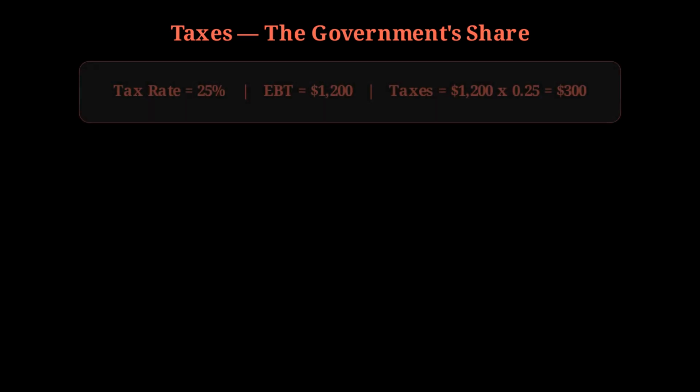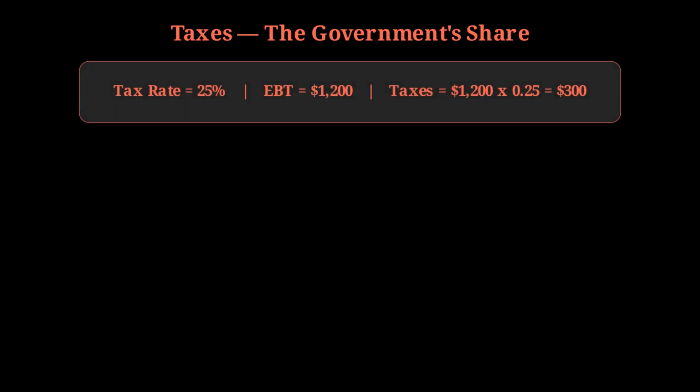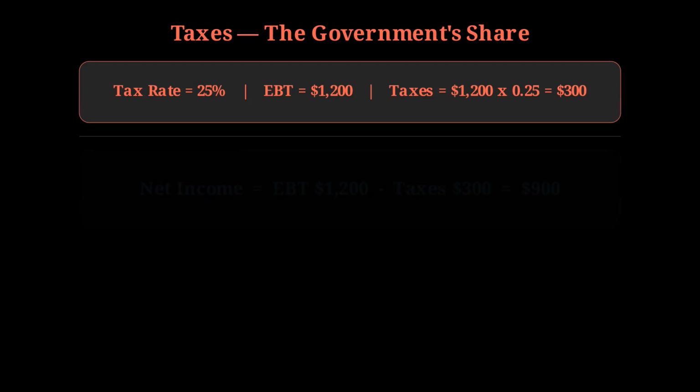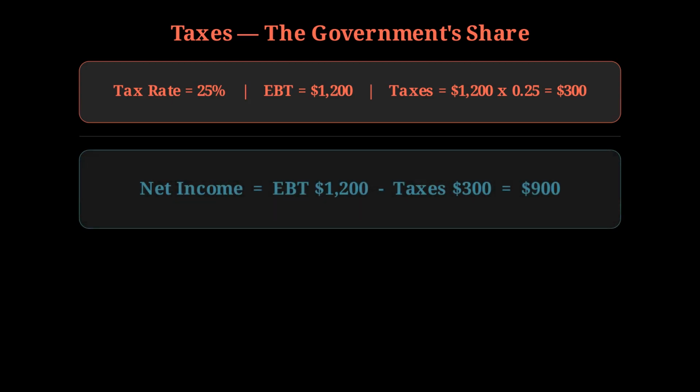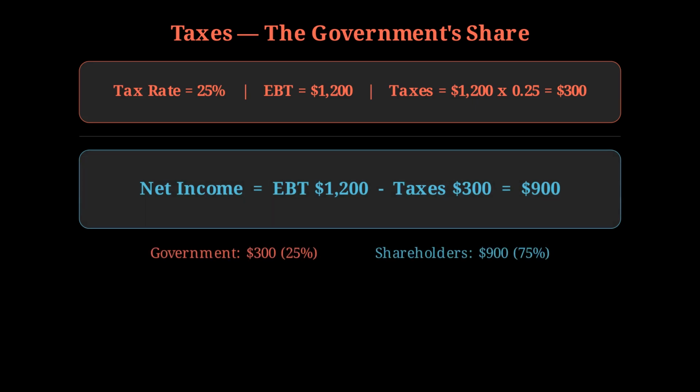Taxes are subtracted from EBT to get net income. The tax rate depends on the country and the company's structure. In the US, the corporate tax rate is around 21%, but effective tax rates vary. For our widget company, EBT is $1,200. The tax rate is 25%. Taxes are $1,200 times 0.25, which is $300.